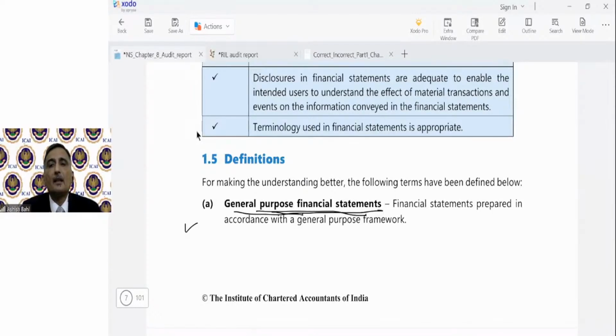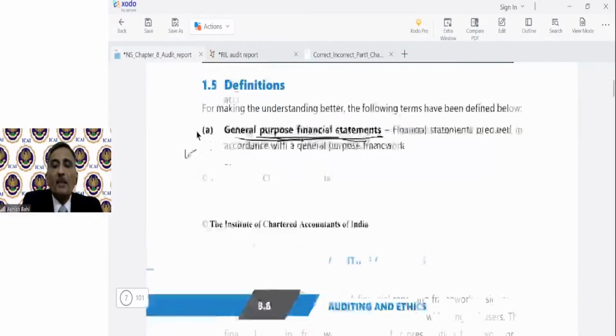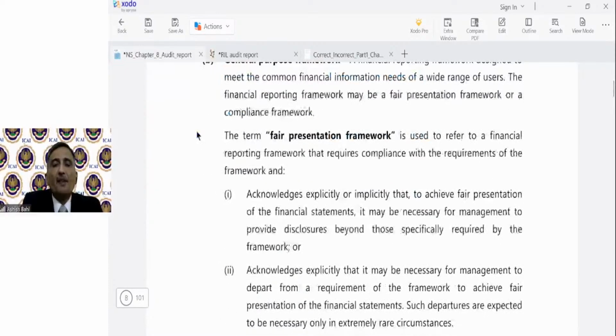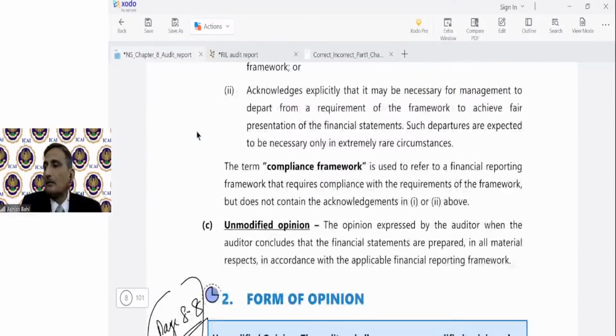Yes. Can you tell what is the meaning of general purpose financial statements and what is general purpose framework? Do not see from your module. If you know, just simply write, but do not copy and paste from your module.